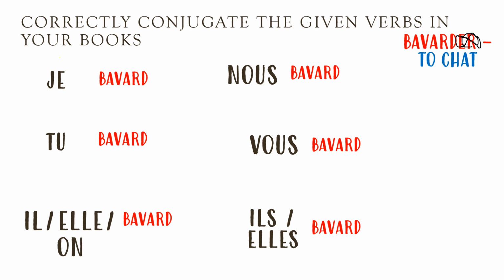So then after that, we're going to add our endings. Remember, you're doing this before I do it. What are the endings? E, es, e, ons, ez, ent. We are the ER verb family. Next time, won't you sing with me? Right, so that is it for bavarder.